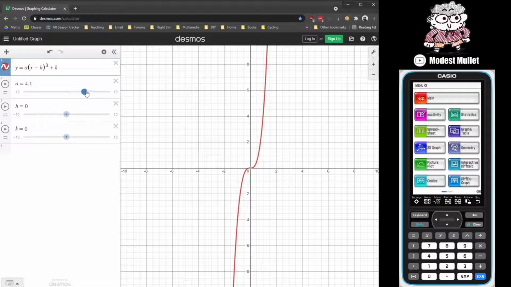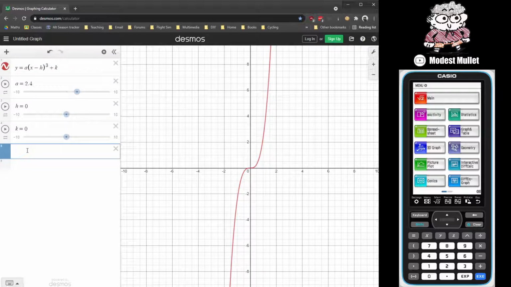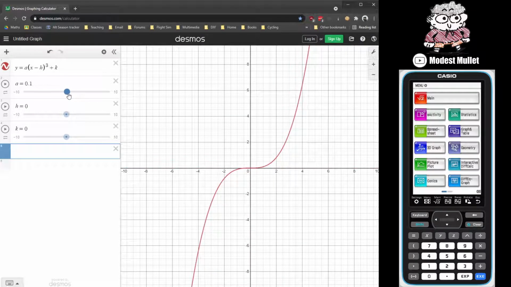Can I label a point? I don't know how to do it on Desmos. No, I can't remember.